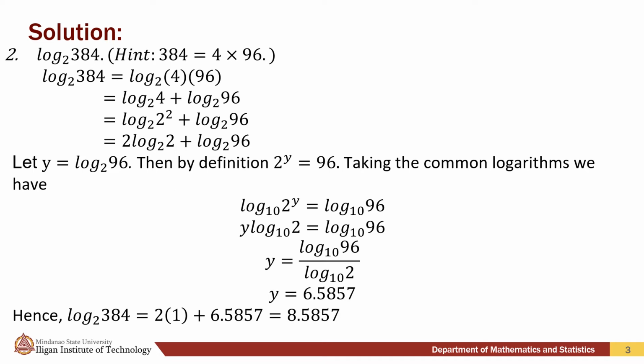Now, if we take a look on the fifth line above here, we can rewrite now the logarithm of 384 to the base 2 as 2 times 1, because the logarithm of 2 to the base 2 is 1, plus the logarithm of 96 to the base 2, which is equal to 6.5857. That's now equal to 8.5857.